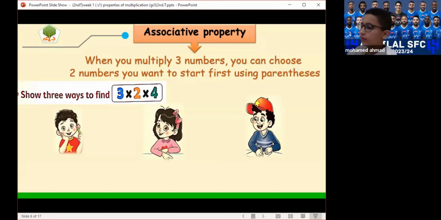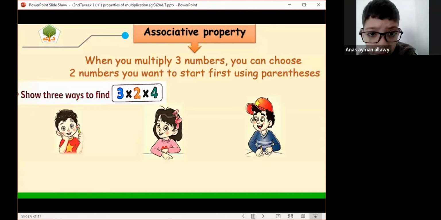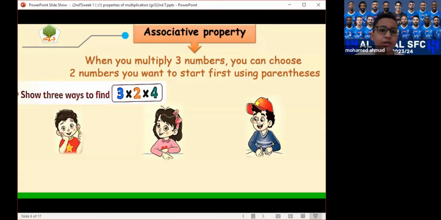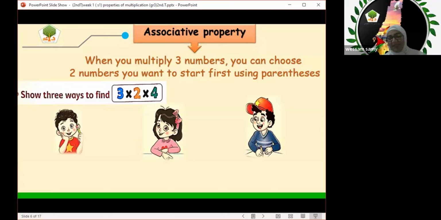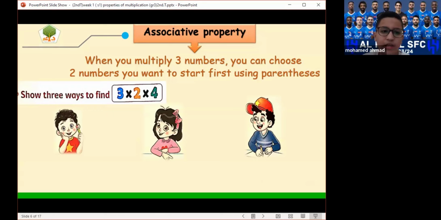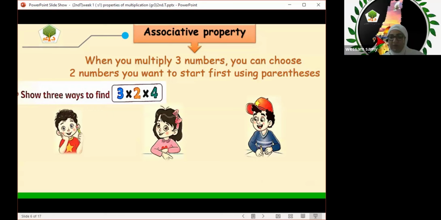The associative property is one of a group or addition group. Associative property is grouping. Is grouping. Okay, good. What about you, Anas? And multiplication. What do you think, Anas? What can you tell us about the associative property of multiplication?